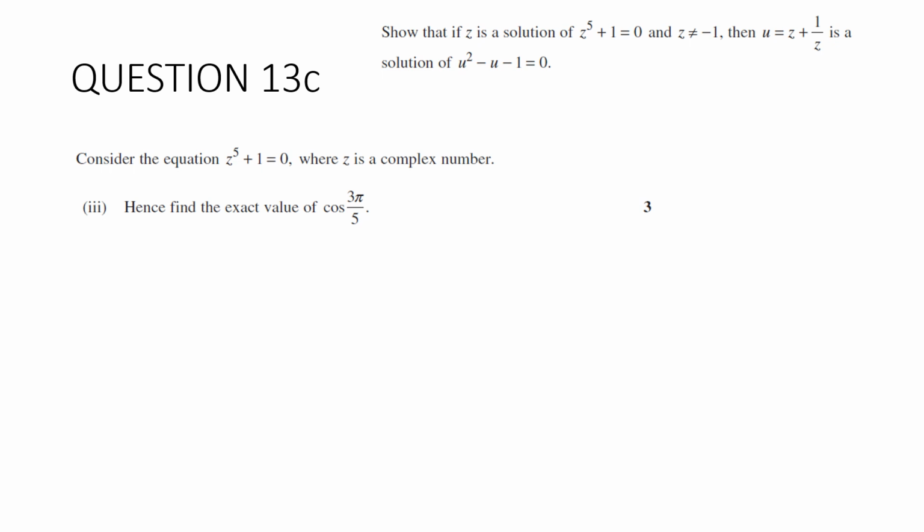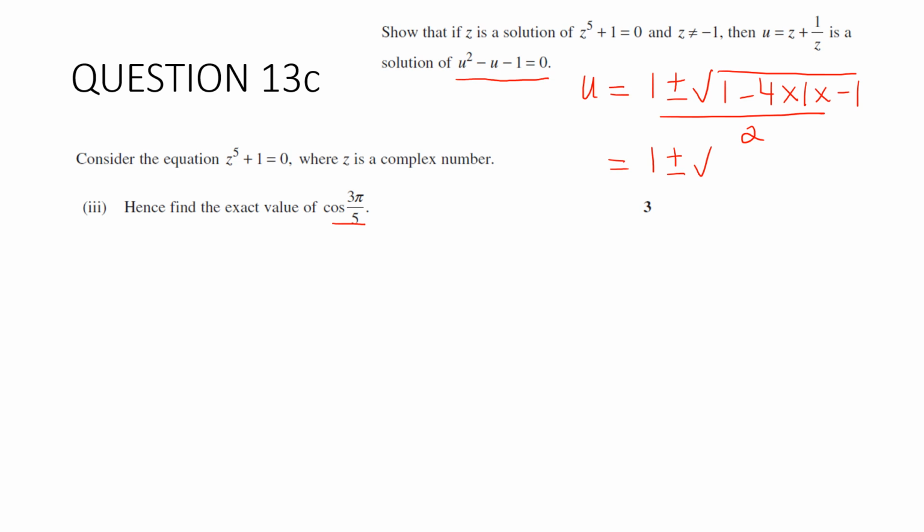Part 3, hence find the exact value of cos 3 pi on 5. So we'll start by solving this using the quadratic formula. So u will equal negative b plus or minus the square root of b squared minus 4 times a times c, over 2a, is equal to 1 plus or minus square root of 5 over 2. So we've got two solutions, one which is positive and the other which is negative. All right, now we also know that u is equal to z plus 1 on z.